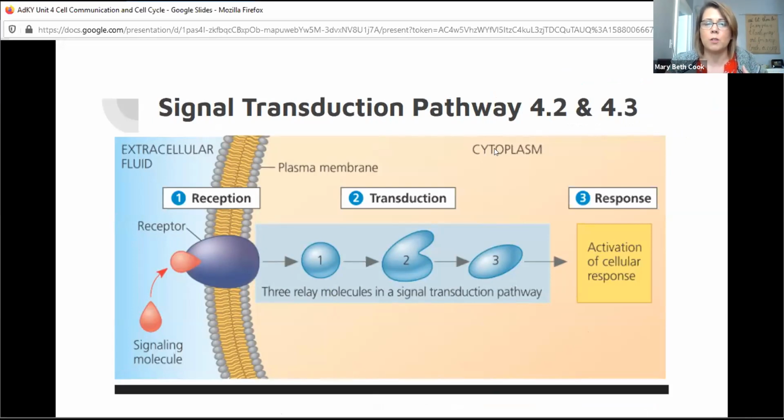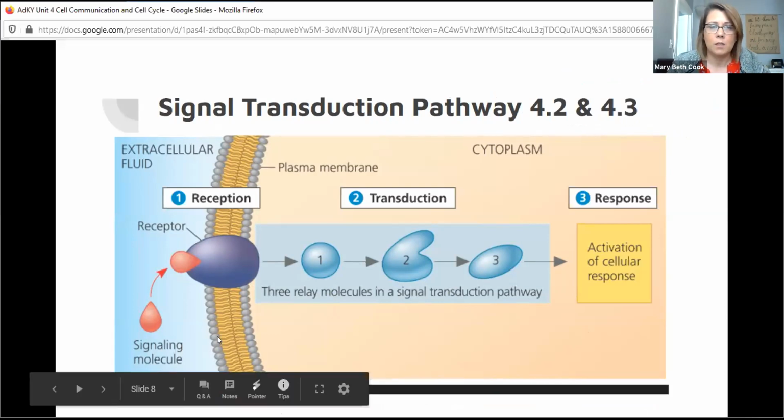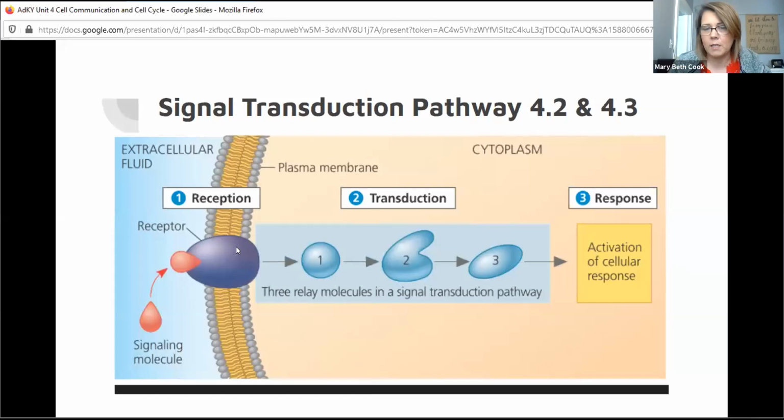When I look at this, I have a plasma membrane, so I have that phospholipid bilayer. My receptor is found there. Your receptor is a protein. We really stress that structure determines function, so this receptor has a very specific shape. This is that binding site that allows it to bind to this very specific signaling molecule and respond appropriately.